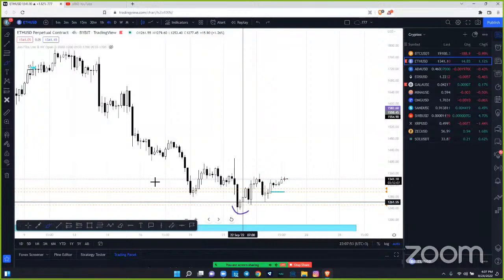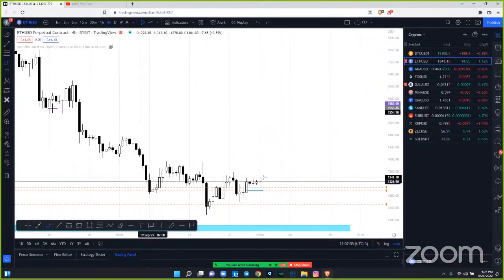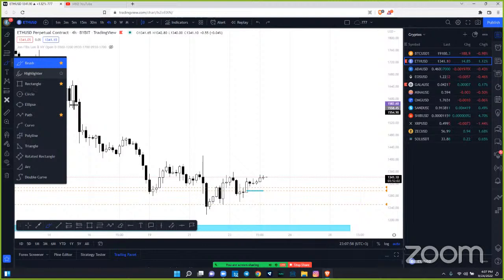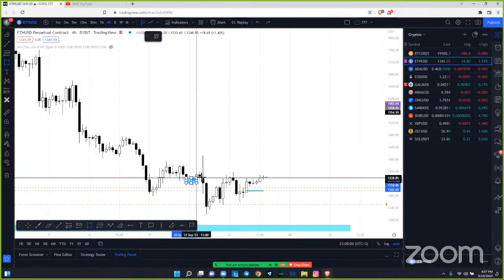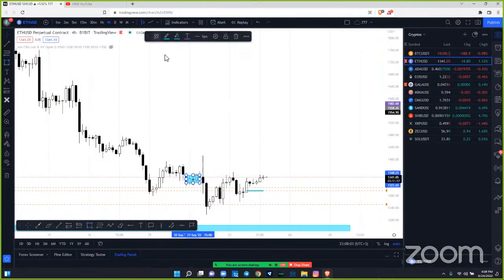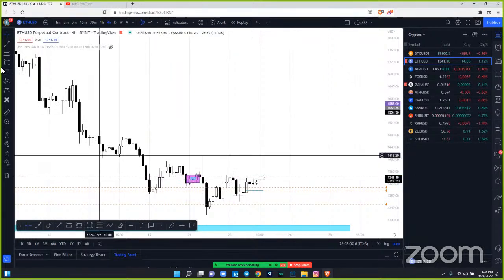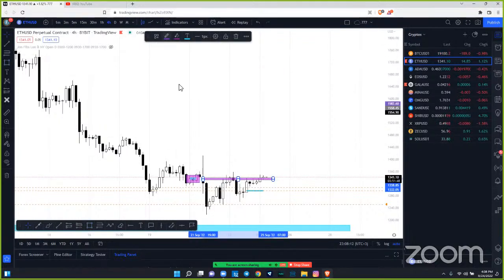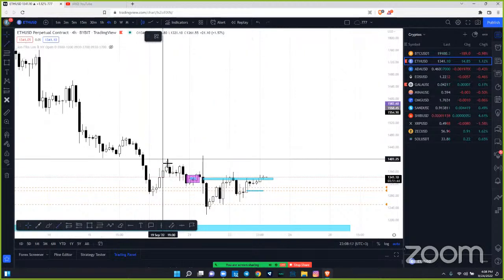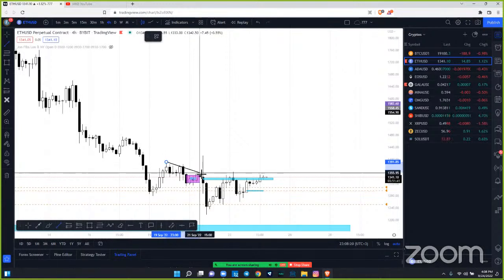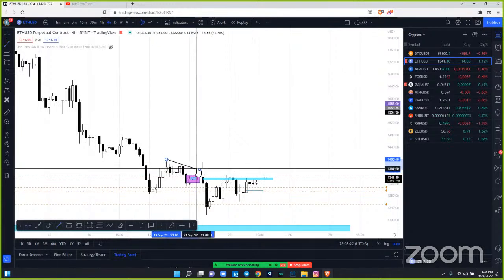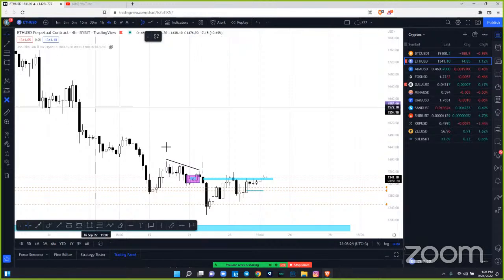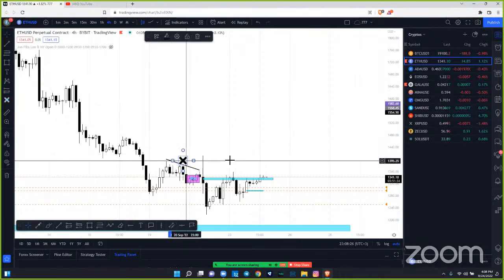So we made this as our point of interest right here. We're inside this previous area of distribution and it's still respecting structure. We also have an imbalance that's within here. We're above it right now. And we also have liquidity that was swept within this area, which I'm gonna just put right there. So we have liquidity that was swept.